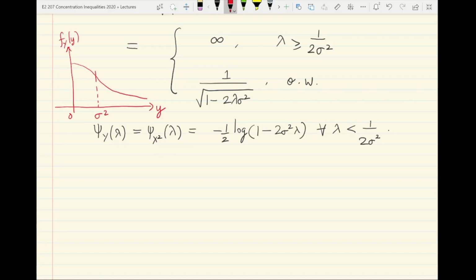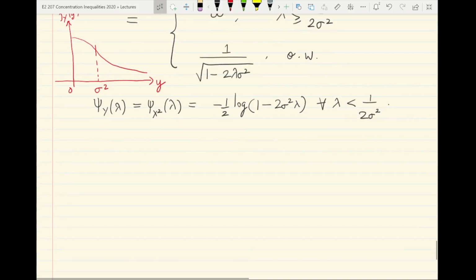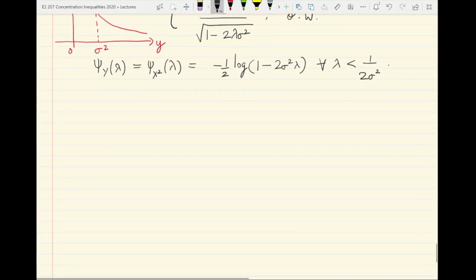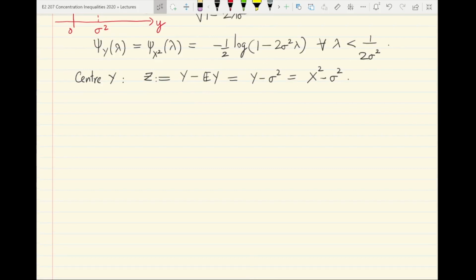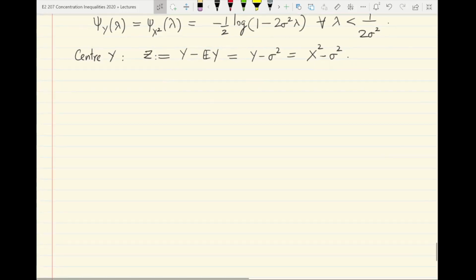So this is just going to center y by sigma square. So let's center y and define z as y minus the expected value of y, which is y minus sigma square, which is x minus x square minus sigma square. So that z is a zero mean random variable. By centering a random variable, we will always mean subtracting its mean to get a zero mean random variable.